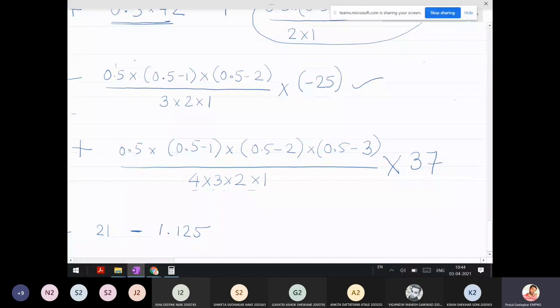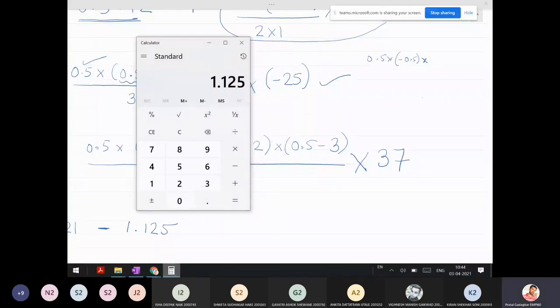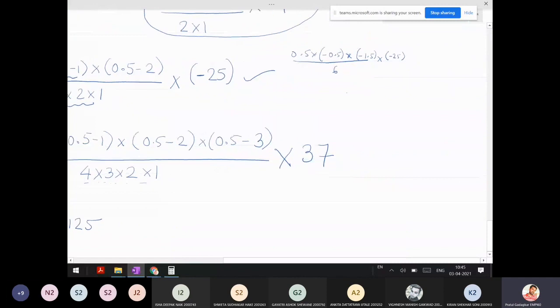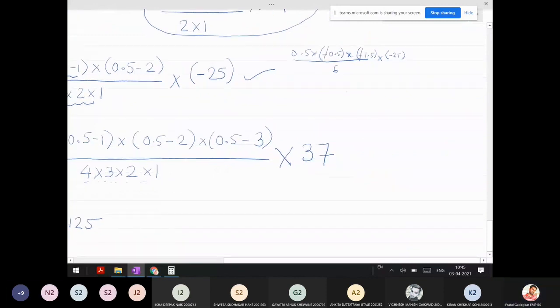Let me show you this also, because if I look at this calculation carefully, this is 0.5, this is 0.5 as it is, multiplied by 0.5 minus 1. We just now calculated it: it is minus 0.5, multiplied by 0.5 minus 2, which is minus 1.5. So this is minus 1.5 upon 6, multiplied by minus 25. Minus 25 is also there, right? So this minus and this minus will go away, that will become plus, but the first minus will remain. So whatever answer I get, I will write minus to that finally.